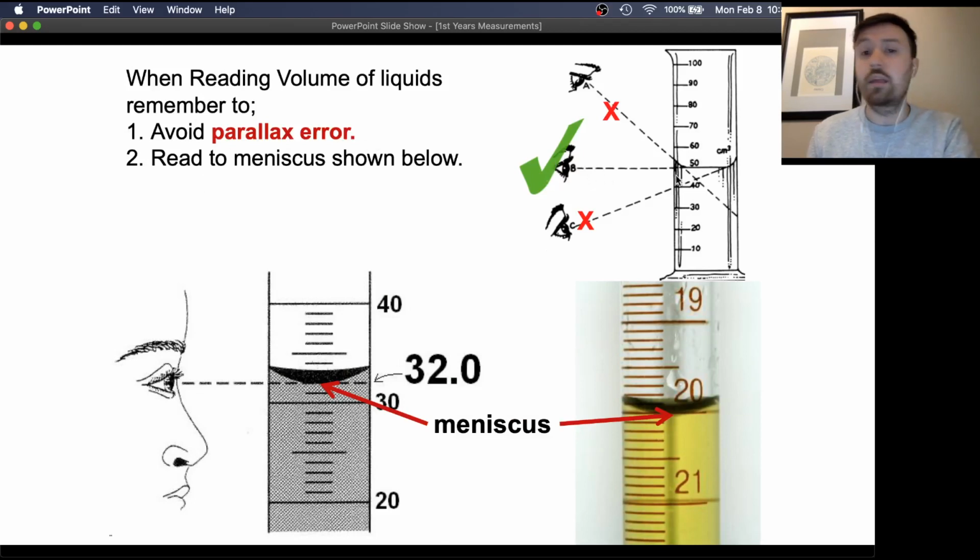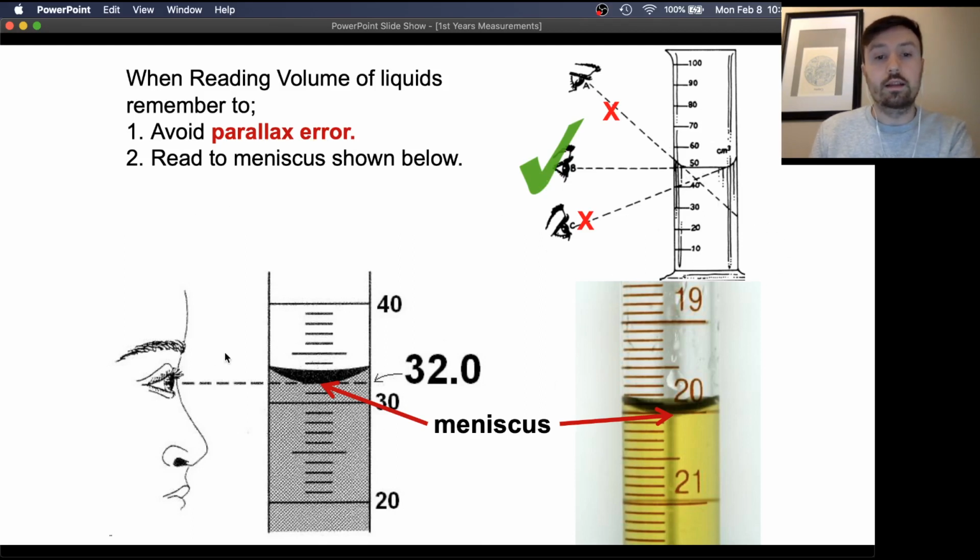Basically, whenever you're taking any measurement of any kind, whether you're measuring the volume in a graduated cylinder, or you're taking a measurement with a ruler and trying to measure the length of a piece of paper, you need to be looking straight on. Don't be looking at the top, don't be looking at the bottom, straight on, to avoid this thing called parallax error, which can mess up your measurements, okay?